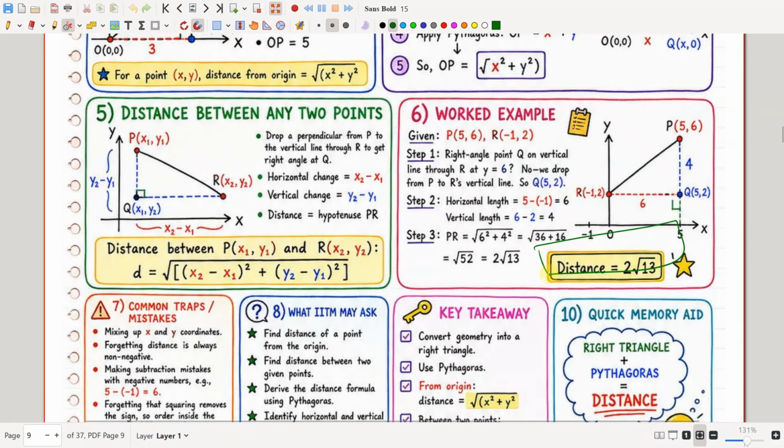So the distance between the points P of (5, 6) and R of (-1, 2) will be 2 root 13. Okay.